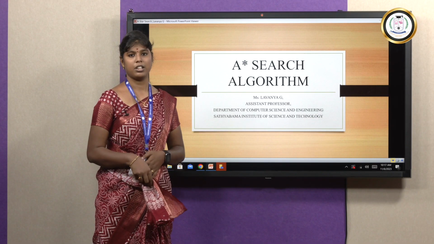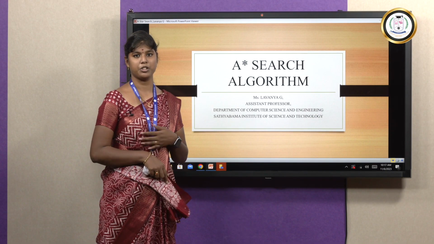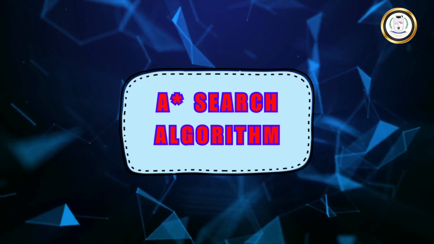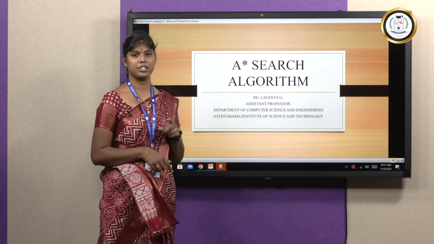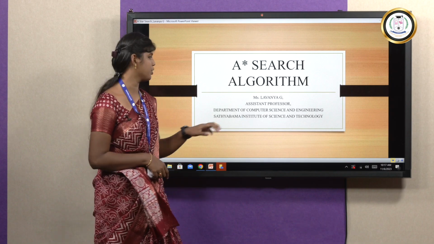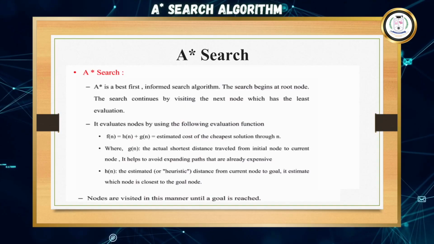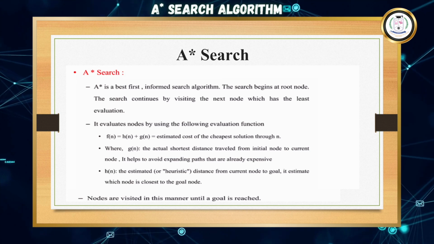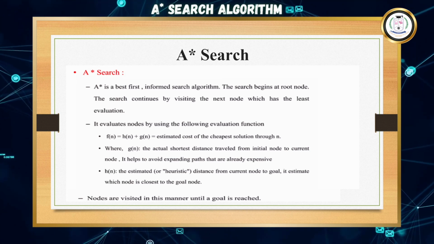Good morning. I'm Lavanya. I'm going to present the A-star search algorithm in artificial intelligence. In artificial intelligence, we have two types of searching algorithms. One is the informed search, and the other is the uninformed search. In informed search, we have the A-star search algorithm. The A-star search algorithm is the best informed search algorithm.